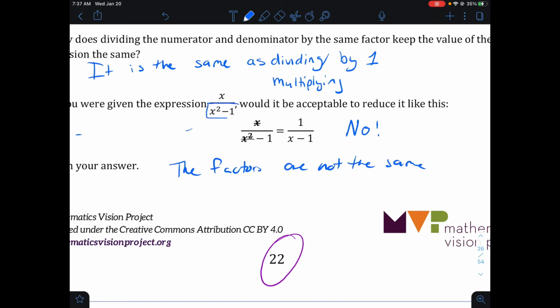If I try and factor this bottom, this is one of those difference of squares ones. So I could factor the bottom into this. These don't cancel with anything on the top. Now it's factored, but I can't cancel anything. So you can't cancel because the factors are not the same.